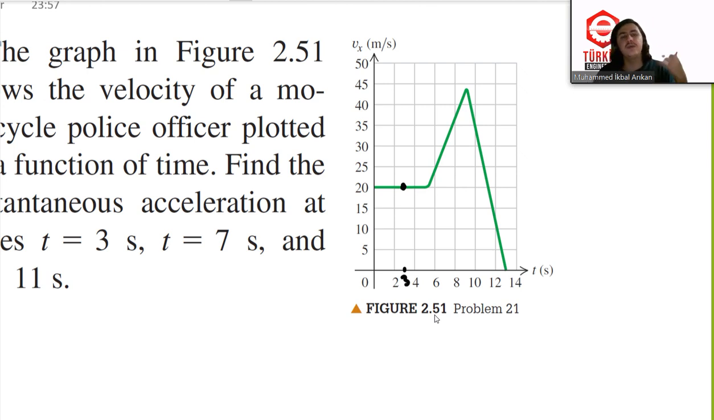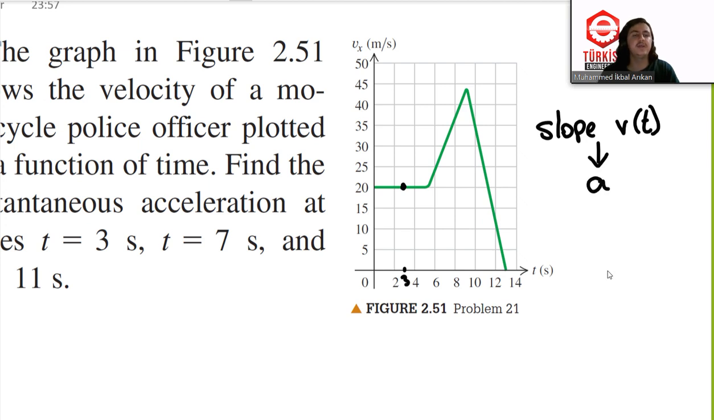I'm just now giving you a new idea, okay? If you have a graph of velocity as a function of time, you can calculate your acceleration by taking the slope of the graph, okay? Slope of the velocity graph as a function of time will give me the acceleration.